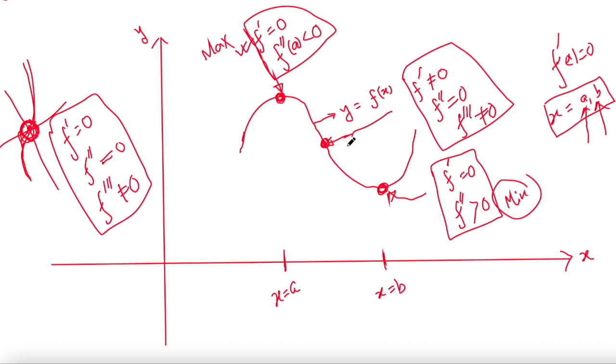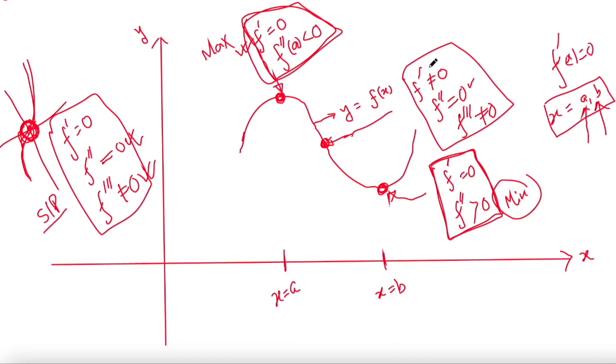So let me review again. For the maximum point, you need to confirm that the second derivative is negative, and for the minimum point, the second derivative is positive. However, if the second derivative is 0, then you need to move forward to the third derivative. If the third derivative is not 0, then this is a SIP.